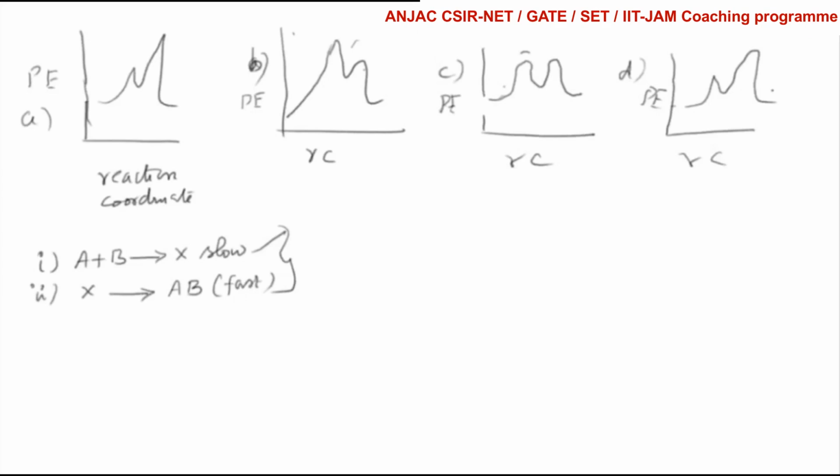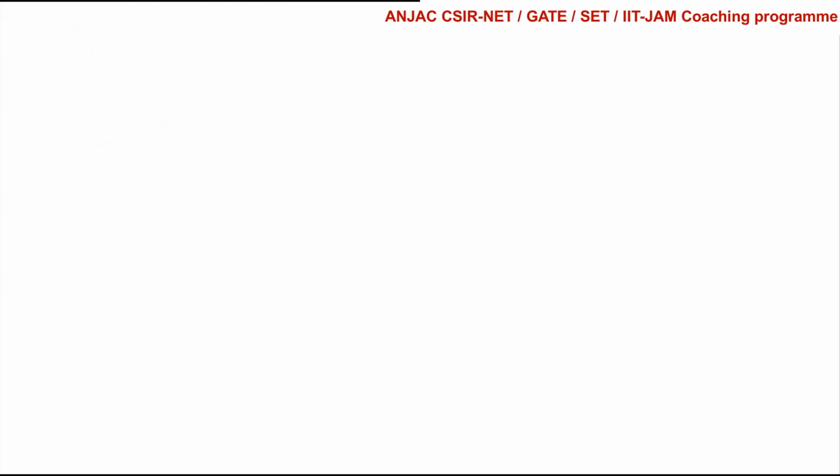Why have you chosen that? First, it is exothermic. Sorry, it is endothermic. Here delta H is equal to 0, and it is endothermic. And the second step is the rate determining step. Therefore, this is the correct option. Hereafter we are not going to see such type of problem.